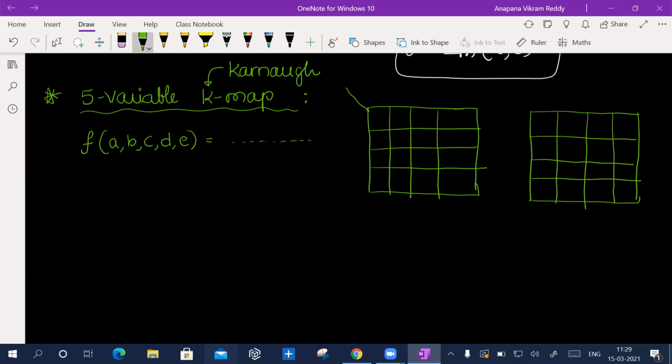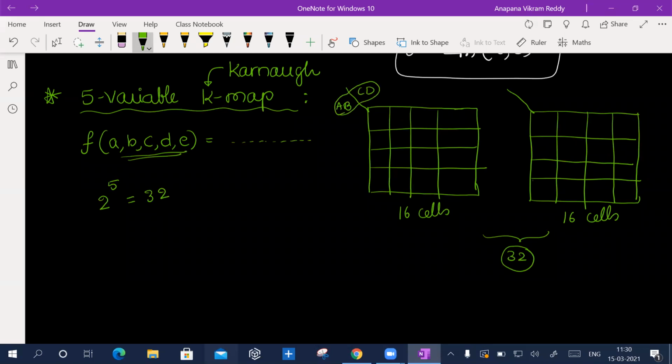So 16 cells I have, and again 16 cells. Total 32 cells, right? Because I take 5 variables here, and 2 to the power of 5 is 32. For 4 variables, 2 power 4 equal to 16, so we have a 16-cell K-map like this or this way. But I have 5 variables, 2 power 5 equal to 32, so 32 cells I must show.